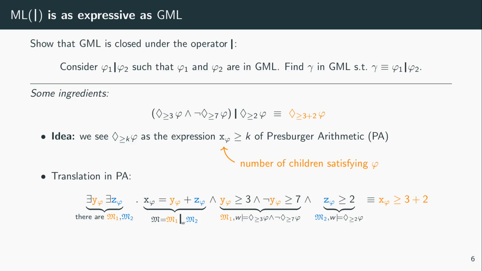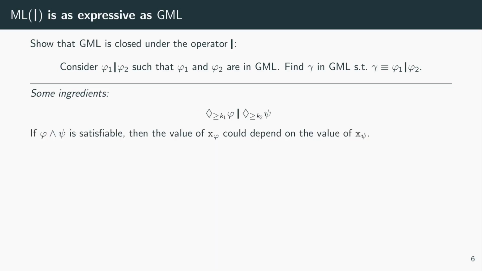Now, there are a lot of things that I'm hiding here, and perhaps the most interesting one is that phi and psi in a formula divided by the chop, like this one here, can be such that their conjunction is satisfiable. Or even better, suppose that phi entails psi. Then in a solution of the Presburger system, what I would like to have is that x psi is always greater or equal than x phi, in the case that phi entails psi.